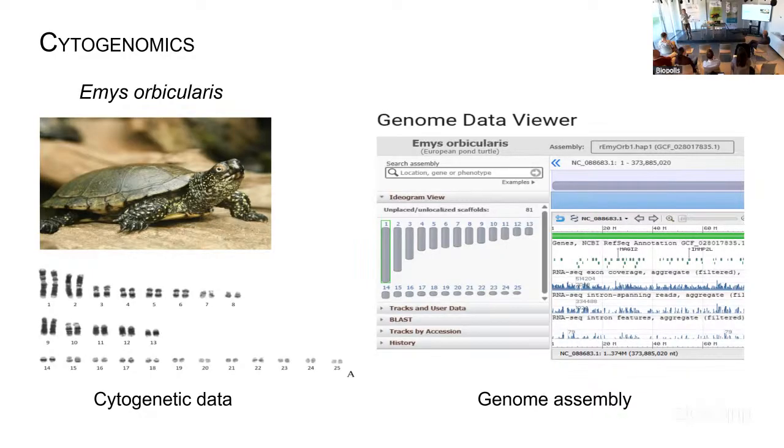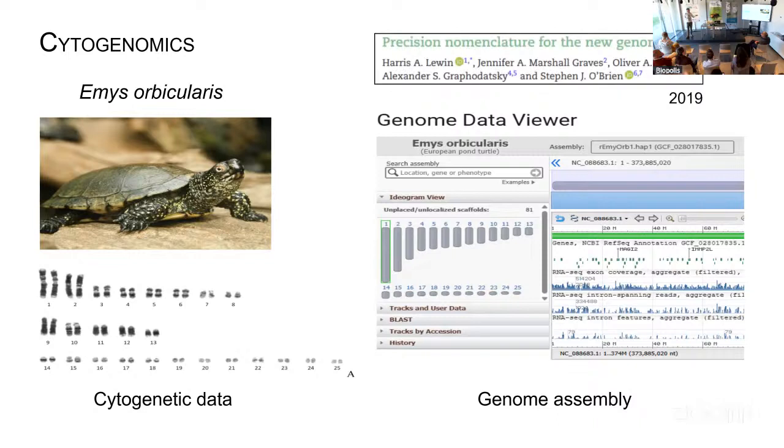So actually, how can we link these two bunches of data? How can we link cytogenetics and genome? How can we get to the cytogenomic level? Well, actually, sorry, I forgot to mention this review where Lewin, Graves, Steve O'Brien, and all other big names in cytogenomics explain this problem very well.